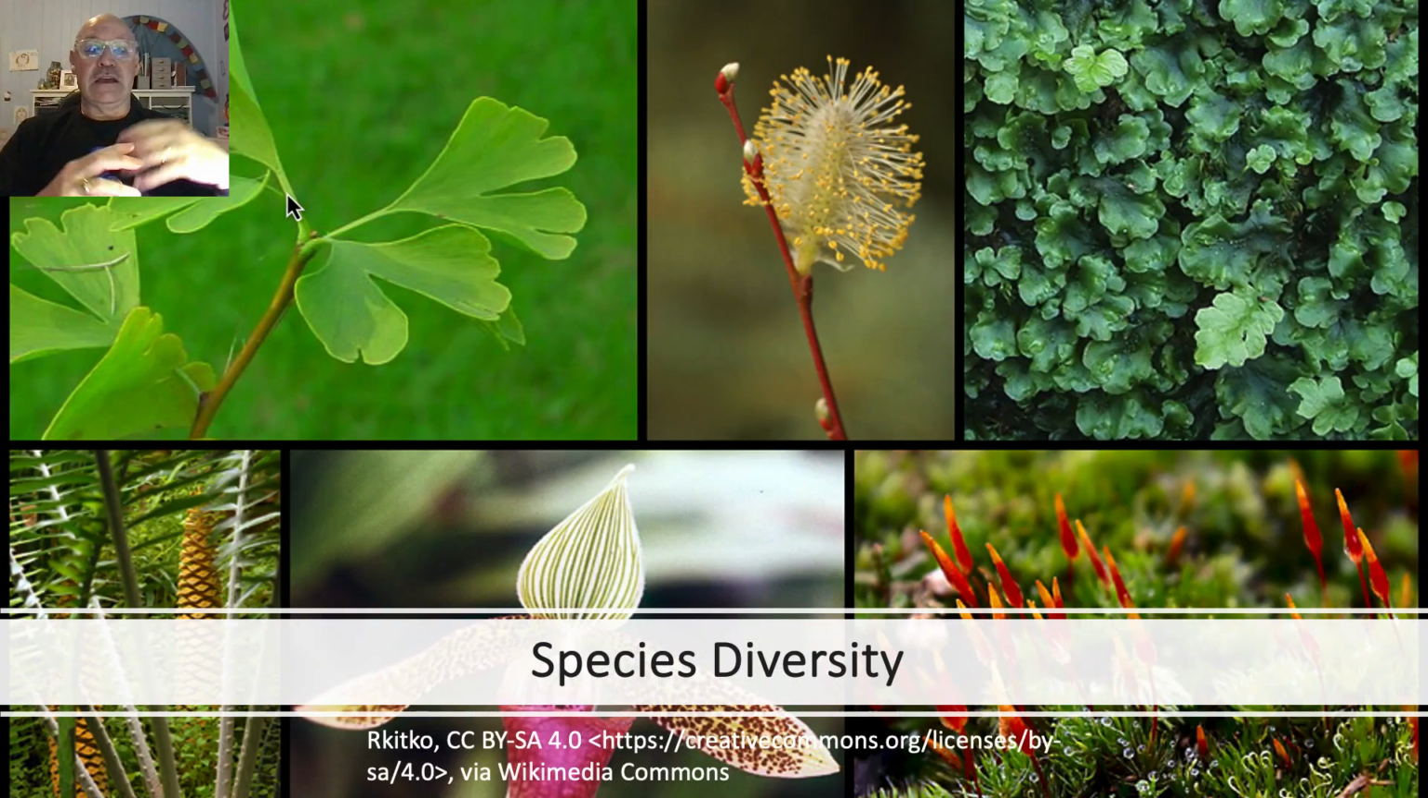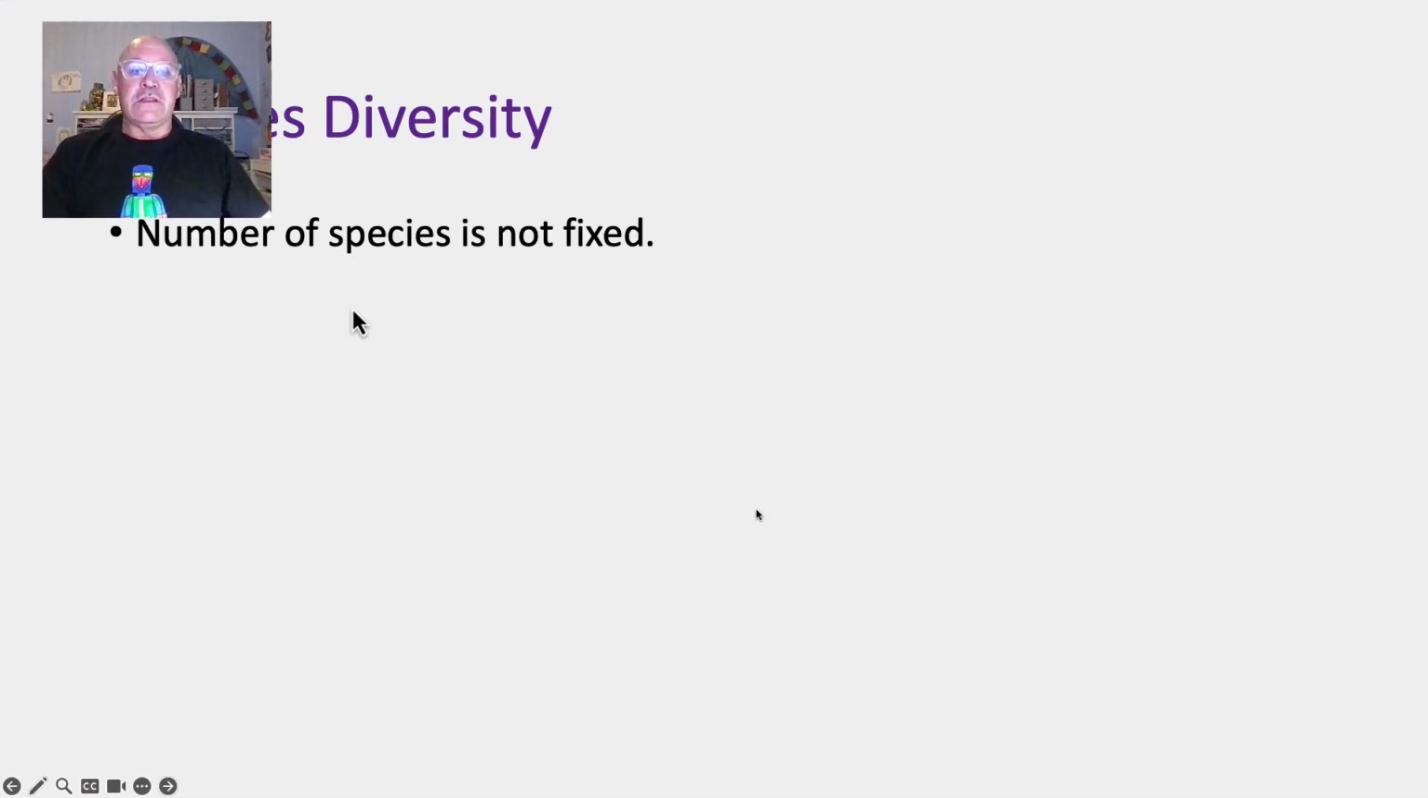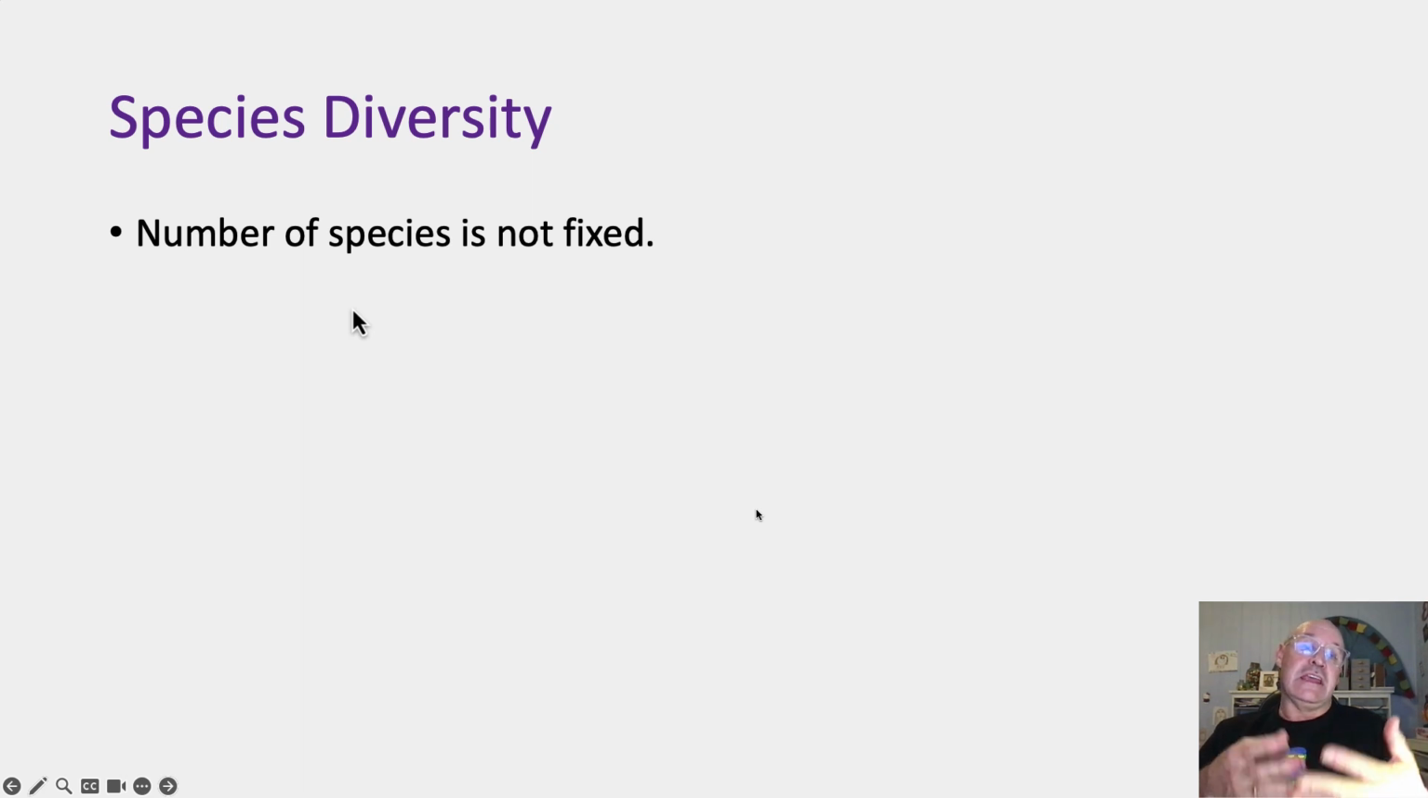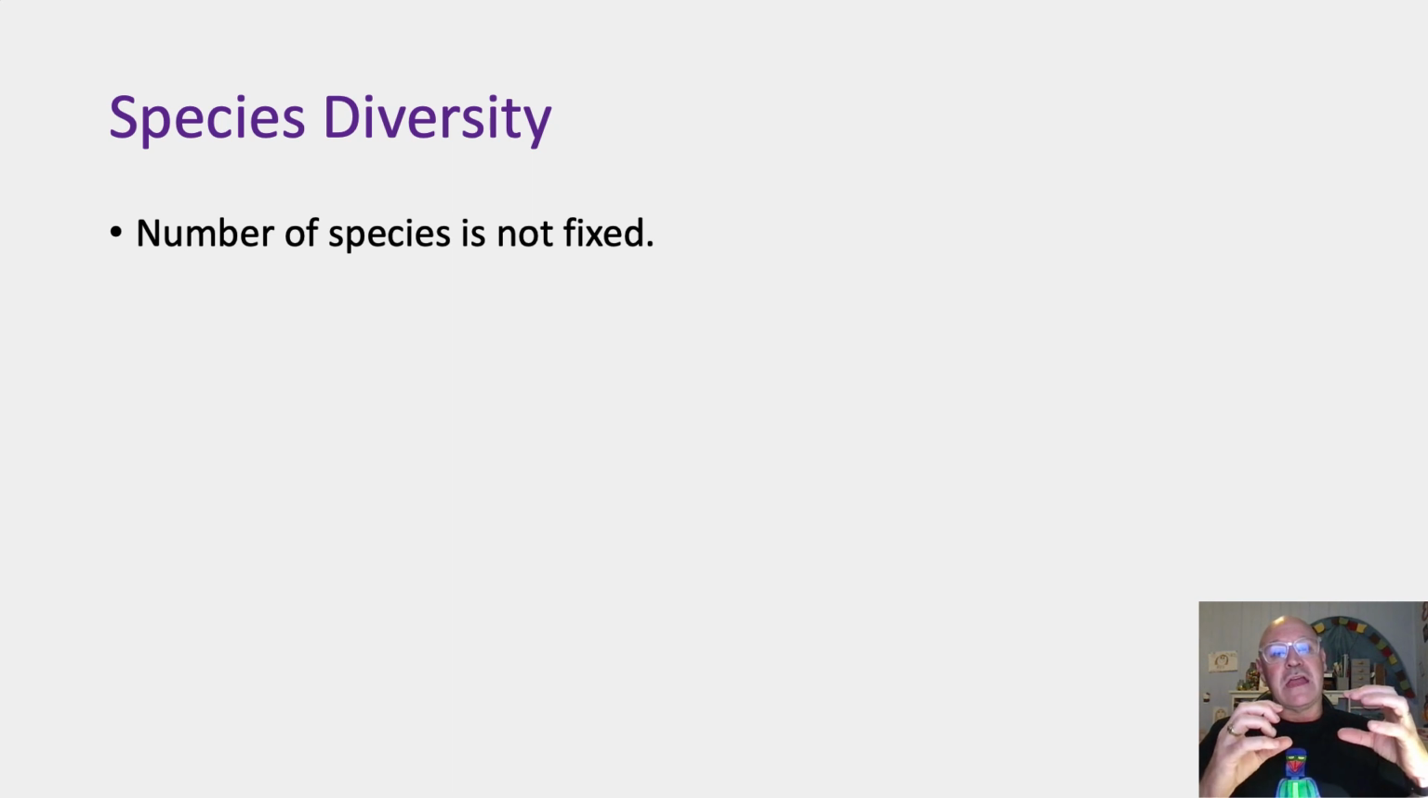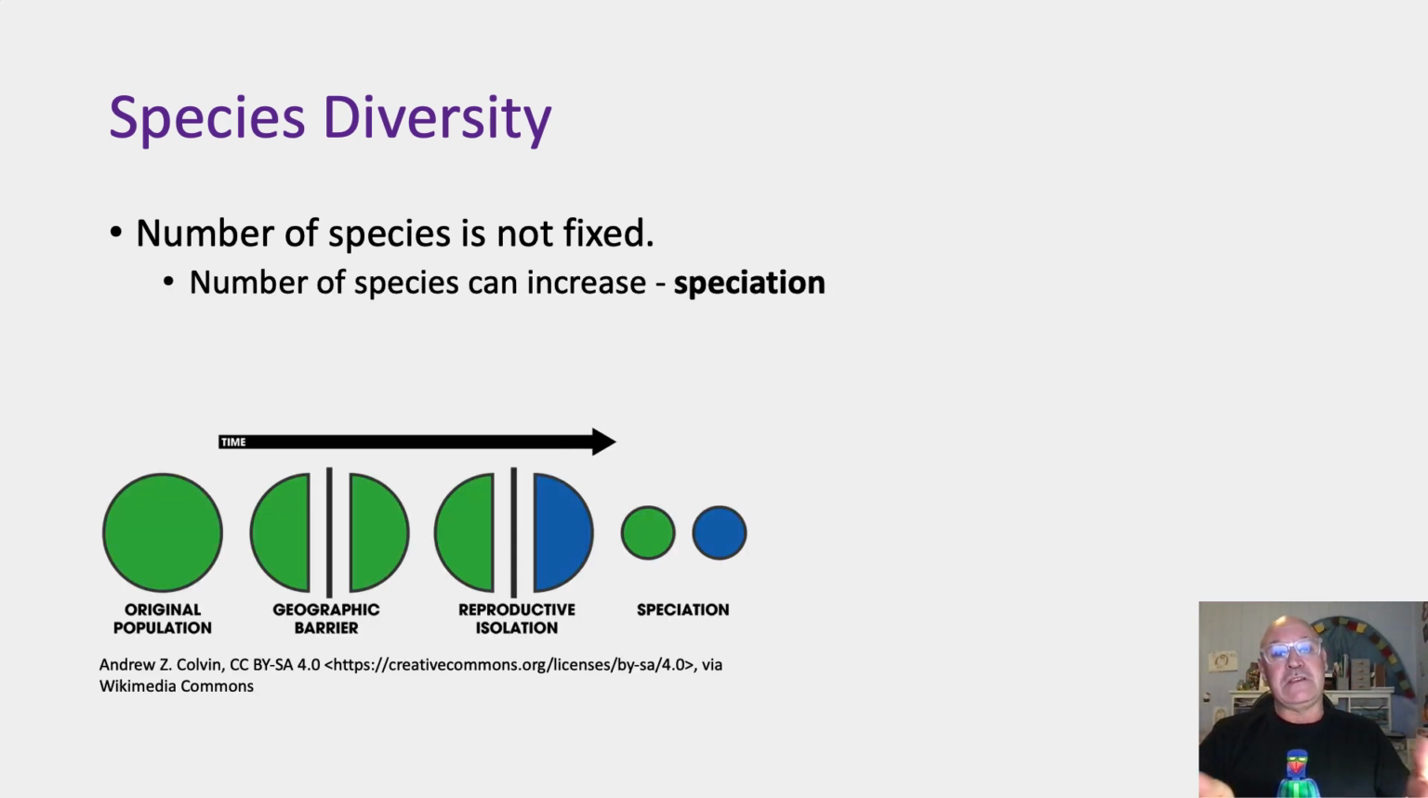Species diversity is different species of animals or plants or other organisms within an ecosystem. So we've got different types of plants here within the one ecosystem. Now, species diversity can increase and it can decrease, so it's not actually fixed. Of course, we have species that immigrate and emigrate from an ecosystem, but as well as that, we can have new species develop over time through a process called speciation.